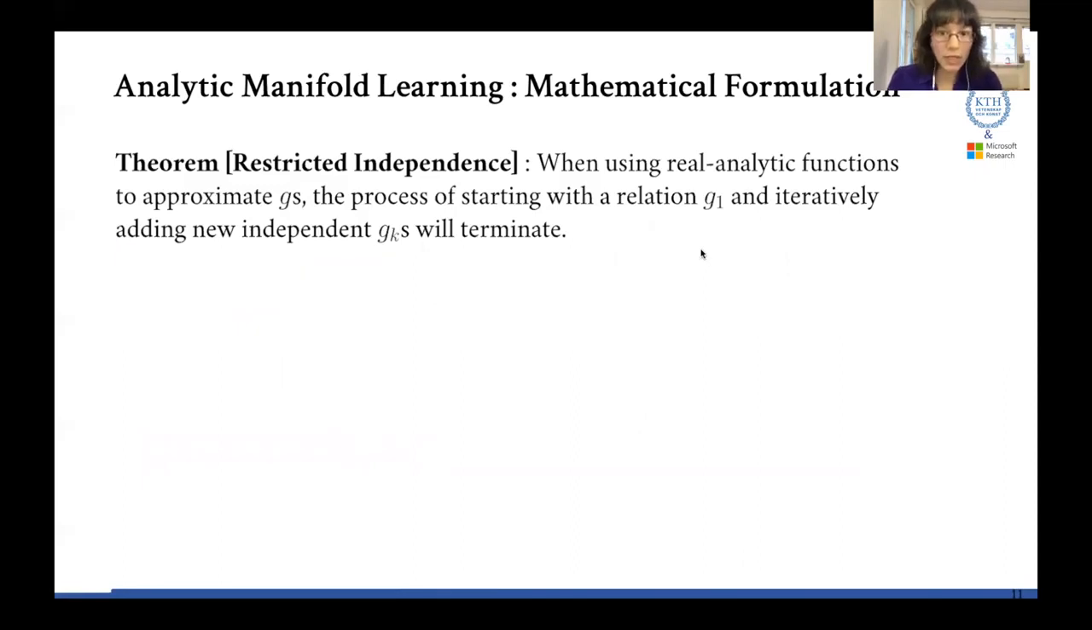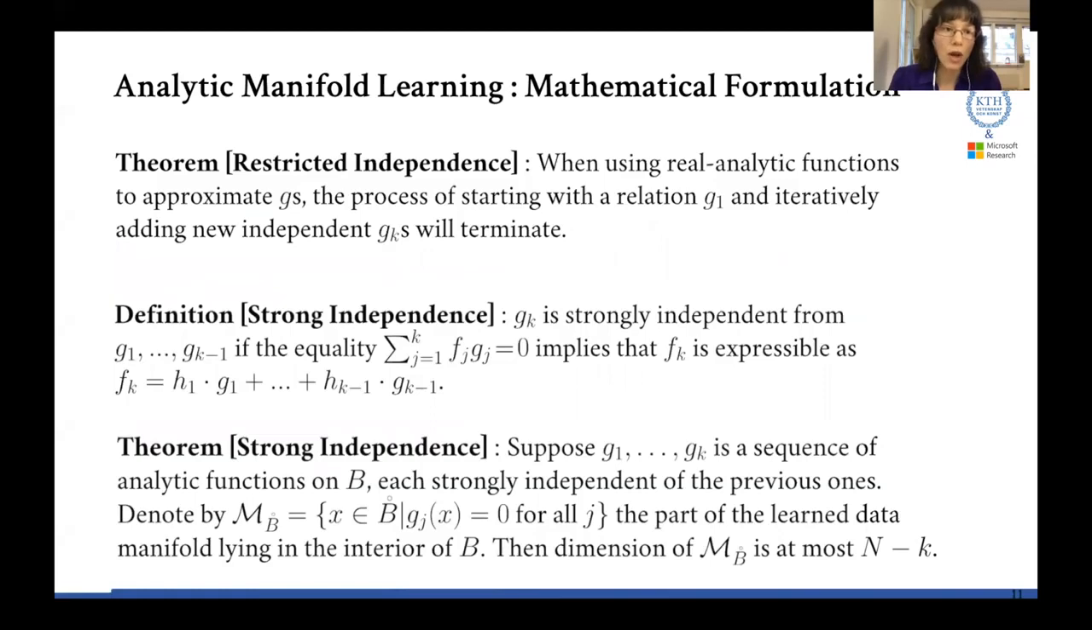With this restricted independence, first we want to show, and this is just a mathematical thing, that this process of adding new relations is finite. So we have found some way of encoding independence where we would keep on adding GKs, but at some point this process will terminate.